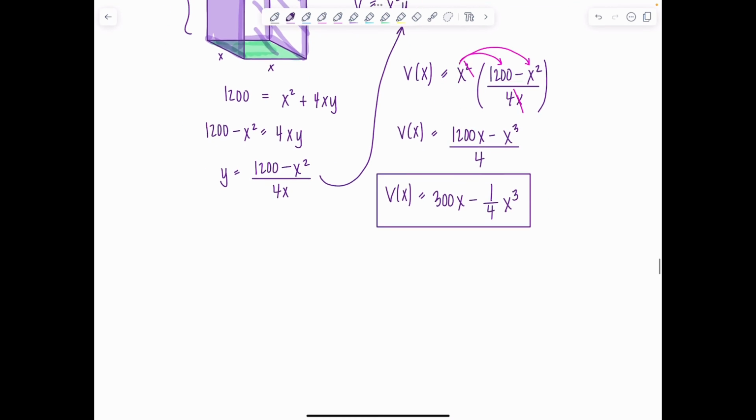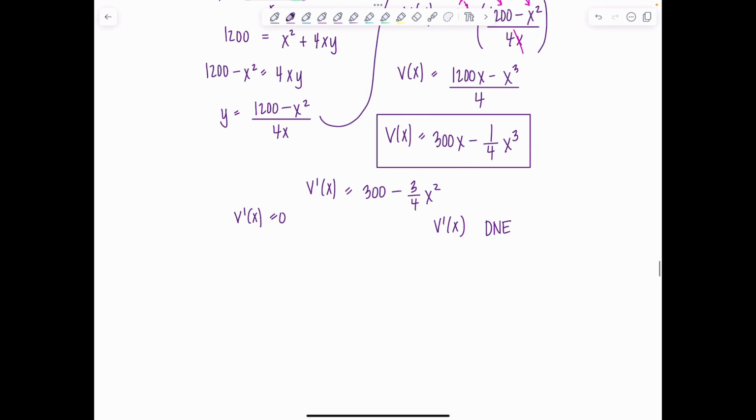Great. Time to take a derivative. So v prime of x would be 300 minus 1/4 times 3 is 3/4 x squared. Critical values come from where v prime of x is 0 and where v prime of x does not exist. So v prime equaling 0 means this whole derivative would just be 0. I can move 3/4 x squared to the other side, right? Now, how would you solve for x? You want to divide by 3/4. That's the same as multiplying by 4/3, the reciprocal. So bam, bam, bam, bam.